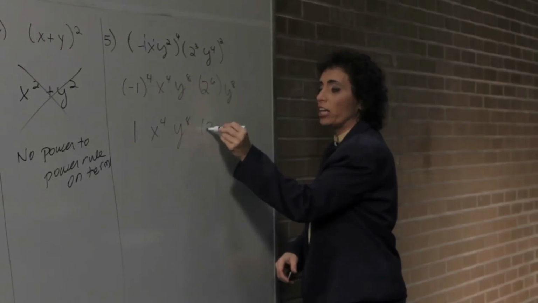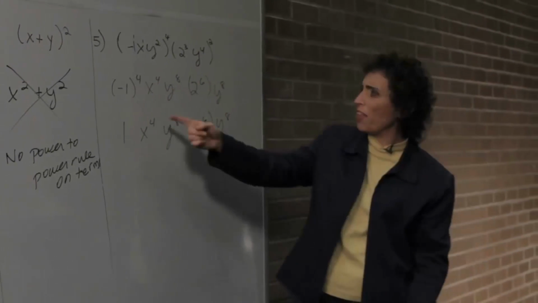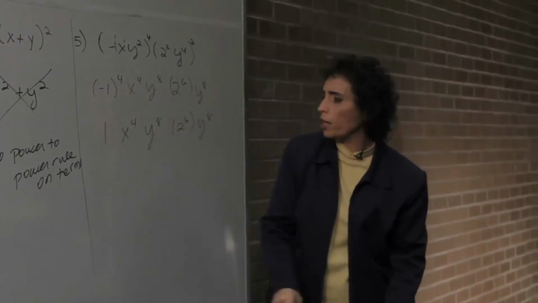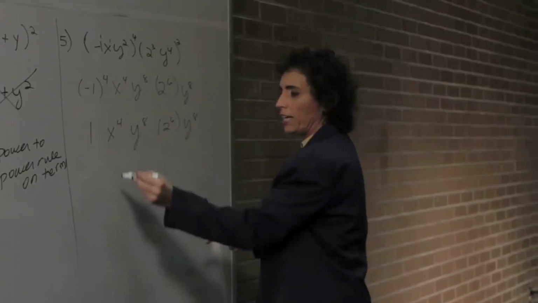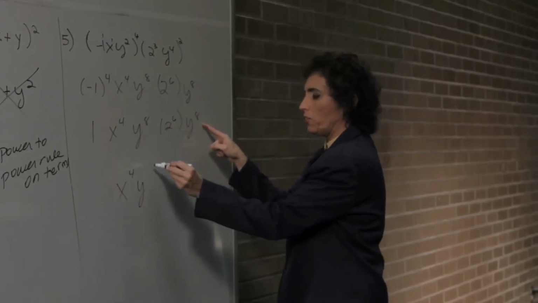I'm going to leave 2 to the 6th. You know why I'm going to leave it? It's a big number. So what did I do here? I did almost nothing. But I just made sure you understood this was 1. So now 1 times anything is the anything. This is x to the 4th, y to the 8 plus 8 is 16.